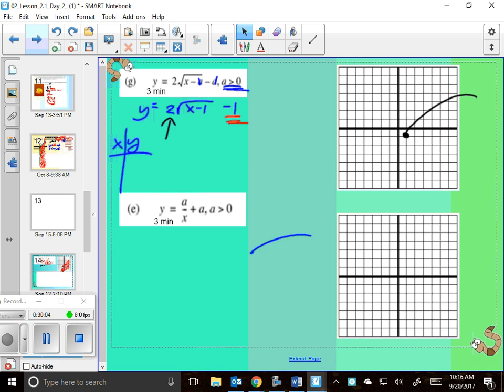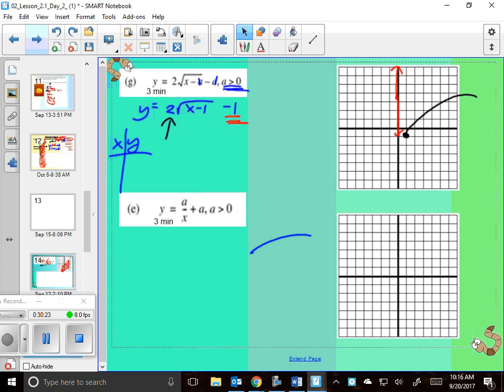Well, actually, it doesn't even ask for the domain, so let's just worry about the range. The range is how low can you go to how high will it eventually go? And the way I drew it, it looks like it stops at a certain height. It doesn't. It just rises really slowly forever.